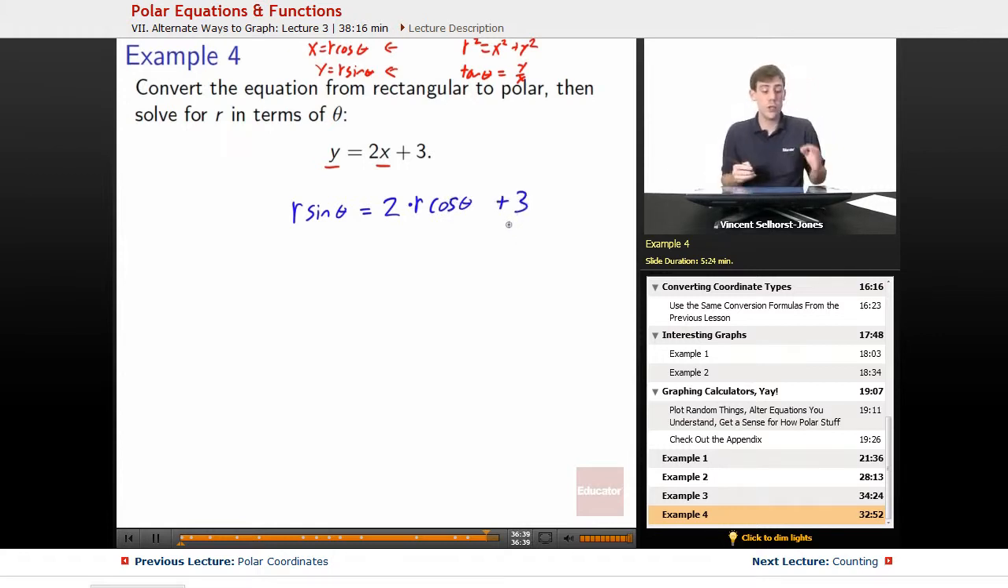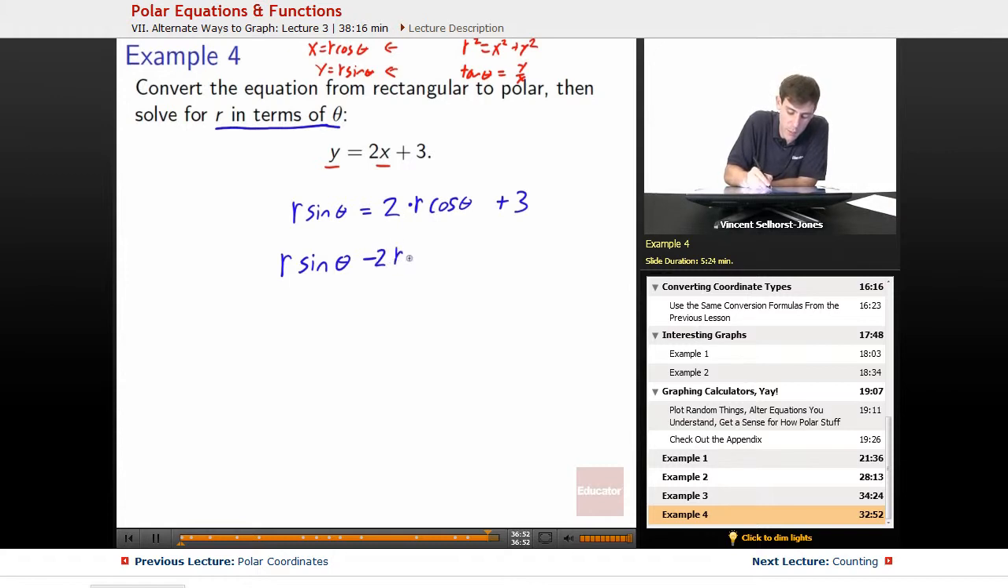So at this point, we were told to solve for r in terms of theta. So we need to get our r's on one side so we can get just r by itself. So we move the 2r cosine theta over by subtracting it. So we've got r sine theta, now minus 2r cosine theta from both sides, equals positive 3 is still left over here.